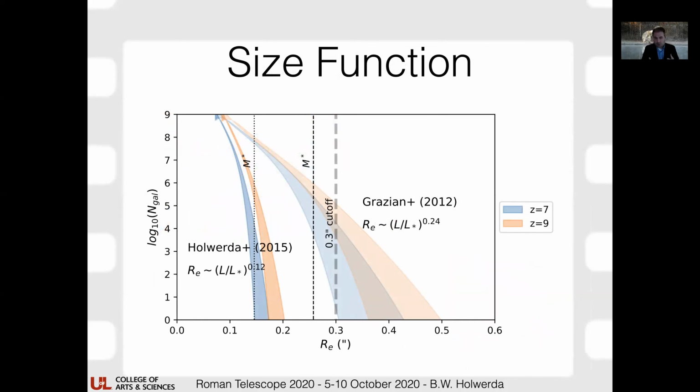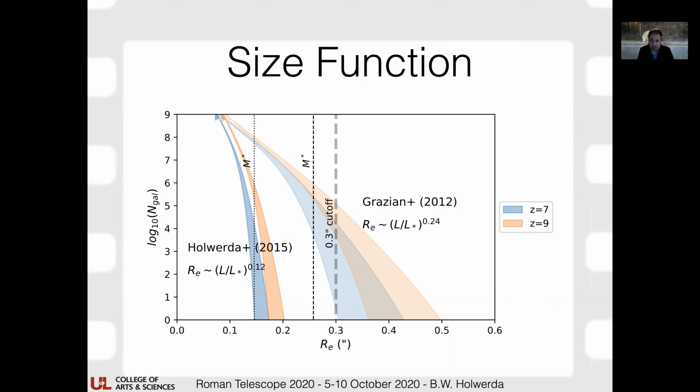How many of these sources are there total anyway? So we take the number of galaxies that we can have at the volume in the observable universe at redshift. And then you just integrate over the volume available, and that should give you the total number of galaxies at a particular size. So that's what we plotted here. If I take my 2015 relation, there is essentially nothing bigger than 0.3 at redshift 7 or at redshift 9.